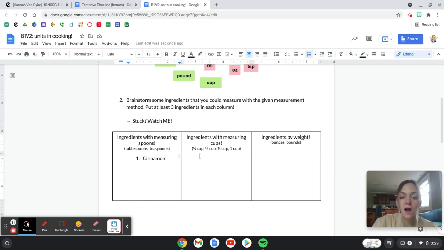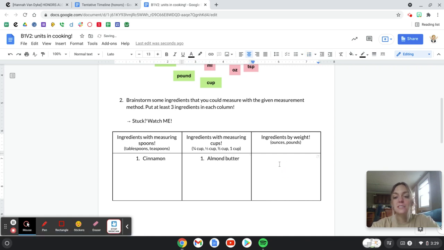Ingredients with measuring cups. So I like to bake sometimes, and sometimes I make cookies. And when I measure out like nut butter, I use almond butter. That's usually with a measuring cup because I usually need like half a cup, maybe 3/4 of a cup. So I'm going to put almond butter for me.